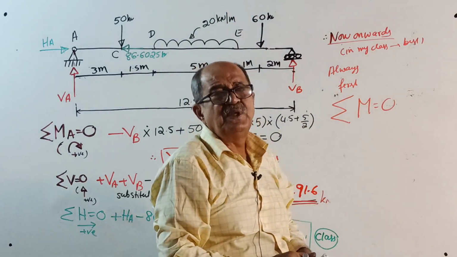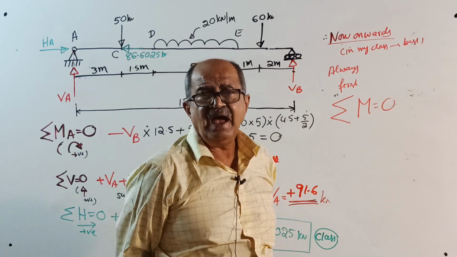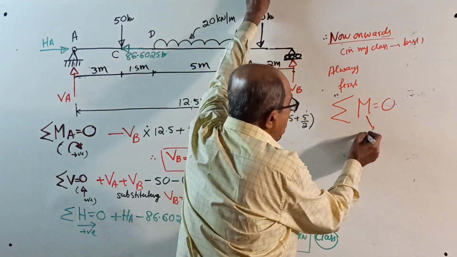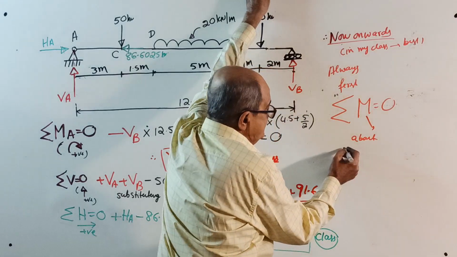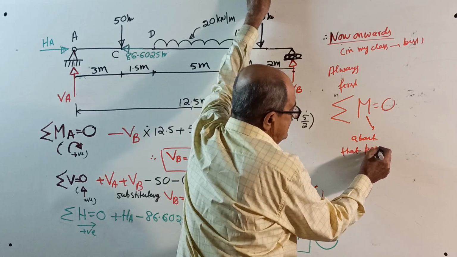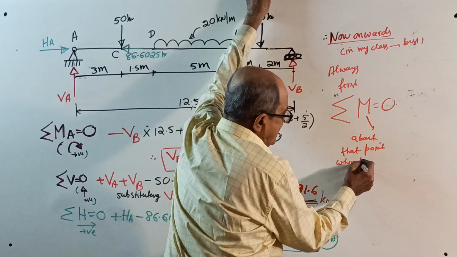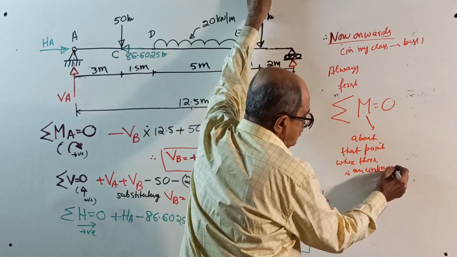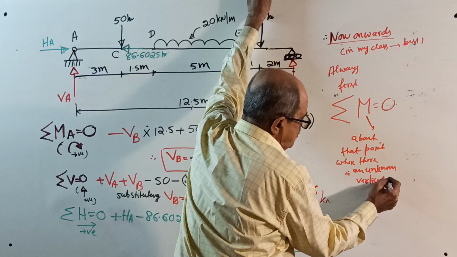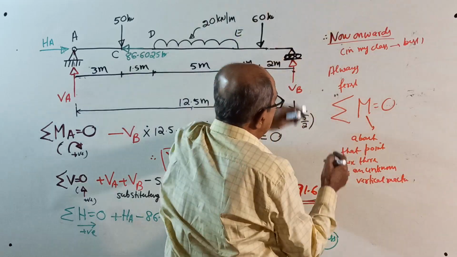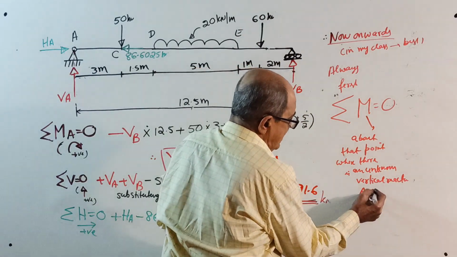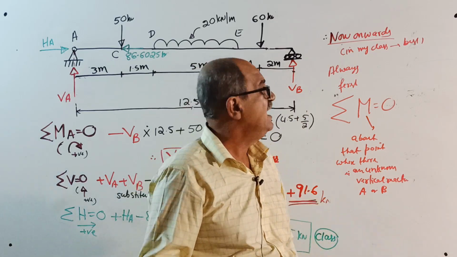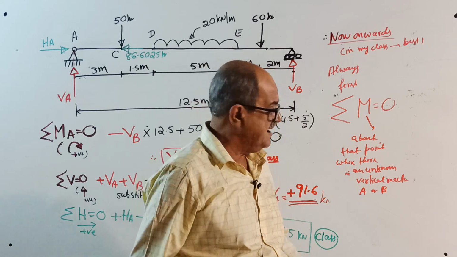Algebraic sum of moment of the entire force system, that is considering action and reaction about any point equal to 0, but take moment about that point where there is an unknown vertical reaction. That is either about A or B. Don't memorize AB. Either about left hand or right hand. Not total left hand, overhang can be there. Either about left support or about right support.